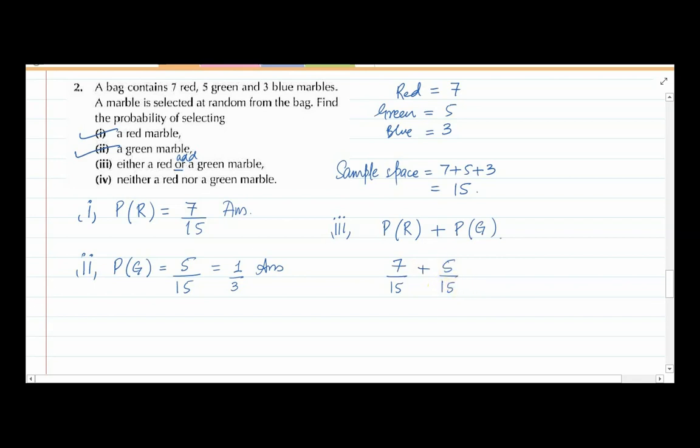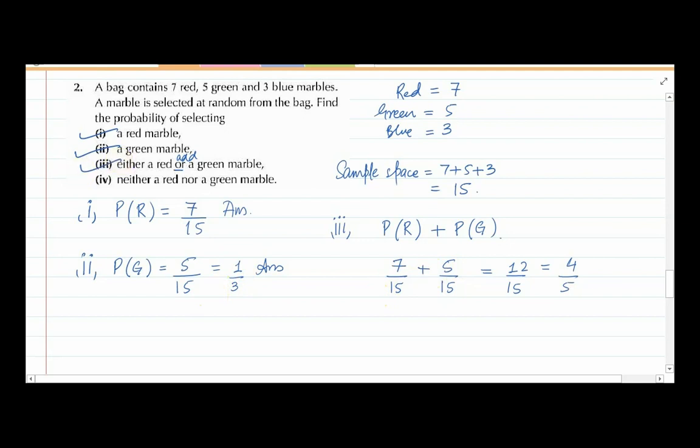Why I am using 5 upon 15? Because now I have the same denominator, right? So now I can add the numerators easily. So 7 plus 5, it's 12 divided by 15, and the answer is 4 divided by 5. If the question comes in your mind that what happens if I use 1 upon 3, you can use it, but then when you take the LCM it will be the same 5 upon 15, but you can use 1 upon 3, it won't be wrong. So that is your third part answer, that is 4 upon 5.